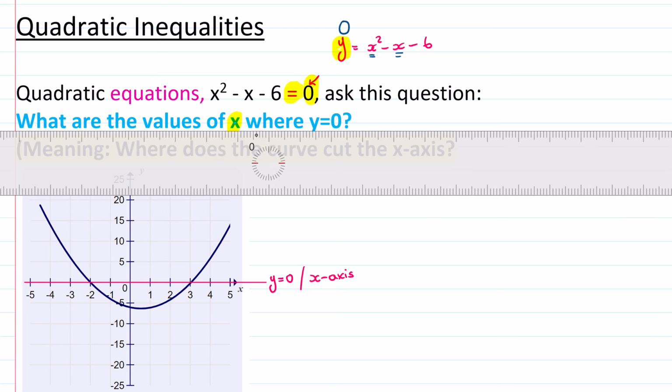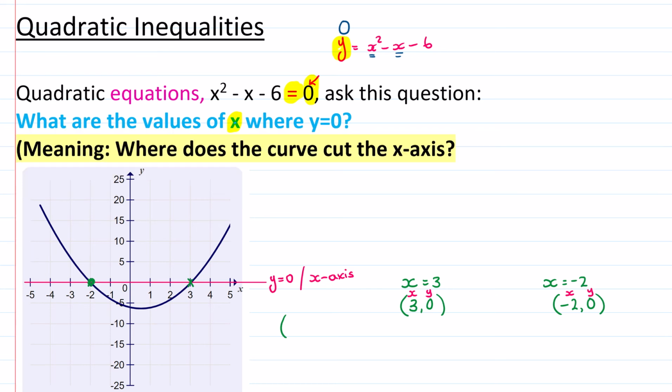So you can see that for this equation, the graph cuts the x-axis at x equals 3 and x equals -2. If we write these as coordinates, it's x is 3 and y is 0 at this point here, and -2, 0. So we found the values of x where y equals 0. So that is a quadratic equation.